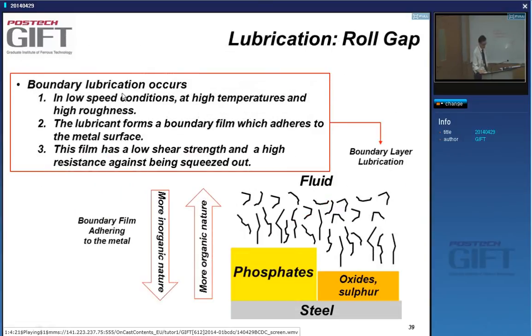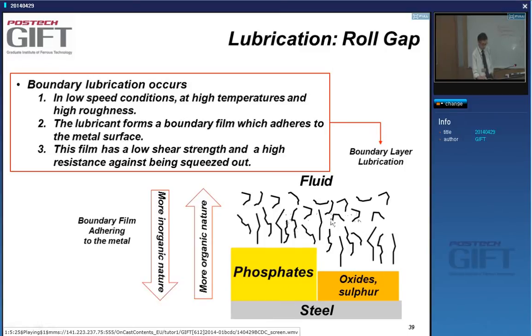So when you happen to have boundary lubrication problems, yes? And you will have those, for instance, when for some reason or another you have to go and work into low speed conditions or higher temperatures, or high roughness. Yes, your surface happens to be higher roughness. Then we luckily have in the compounds of the lubricant formulation boundary films, phosphates and sulfides, oxides and sulfides, at the surface. So your boundary film, very close to the steel surface, is inorganic. Yes, and the oil is on top of that. That's a good picture here.